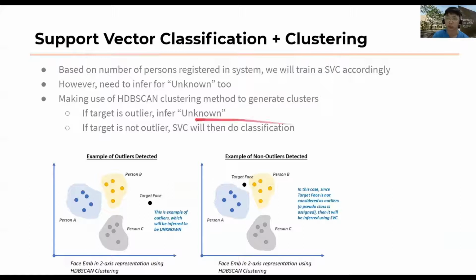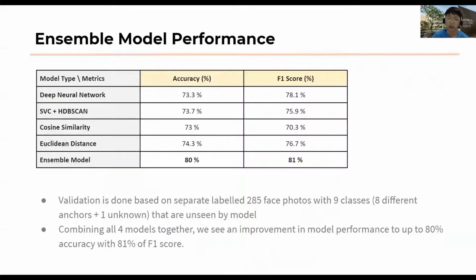As for our model performance, we are able to get approximately 73% accuracy for each individual model. So combining the 4 models together, we are able to get an improved accuracy and F1 score of up to 80%. And this validation is done on a separate validation set that is labeled properly with 9 classes made out of 8 persons and 1 unknown. So 9 classes in total that are unseen by the model.